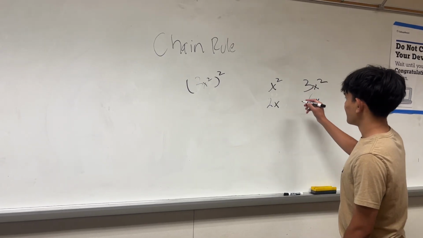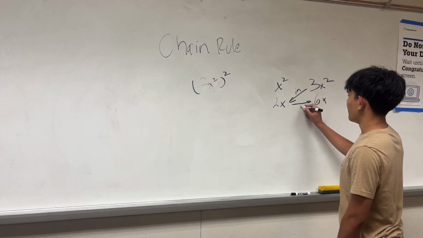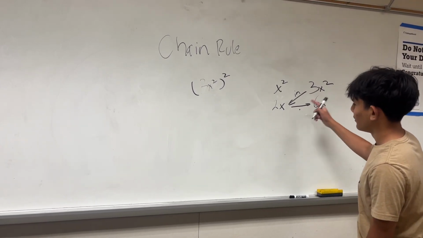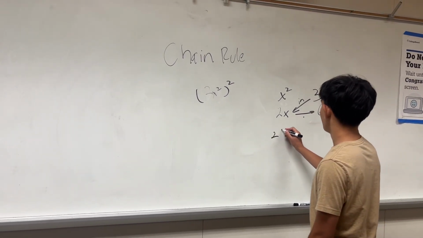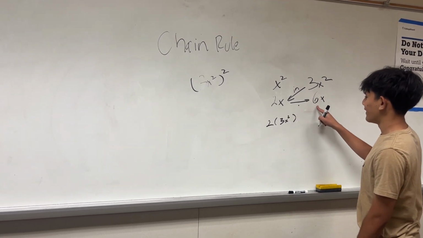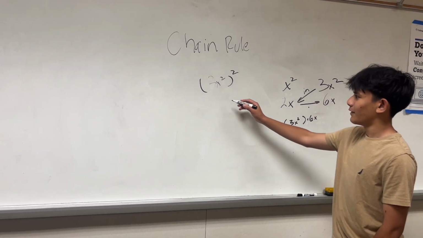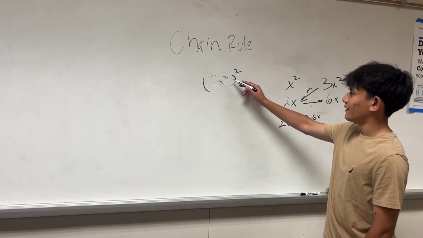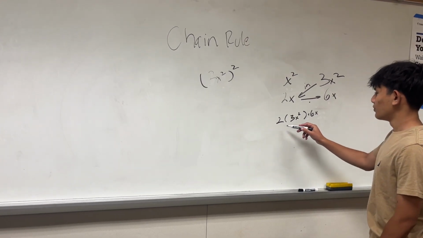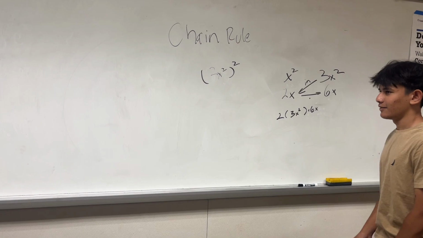So when you're doing it, you just go in and then multiply. You get 2 times 3x squared, and then you multiply by this, which is 6x. So the derivative of (3x squared) squared is 2 times 3x squared times 6x.